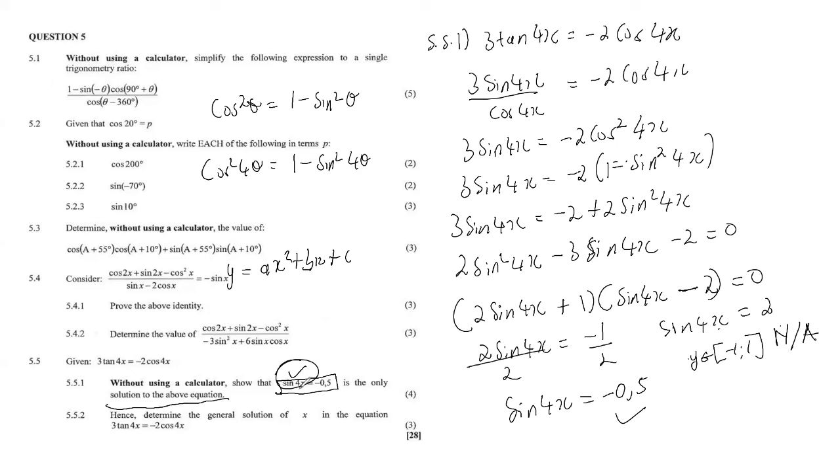They say show that sine 4x is equal to negative 0.5 is the only solution to the above equation. So this cannot be a solution. That means the only solution that we can have is sine 4x is equal to negative 0.4. And that's how you were supposed to show all of that. Right.